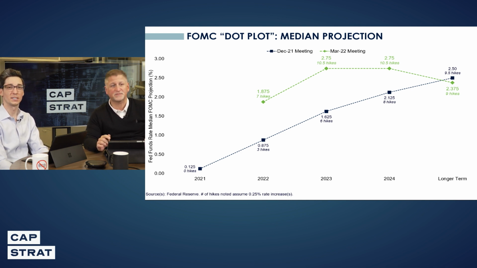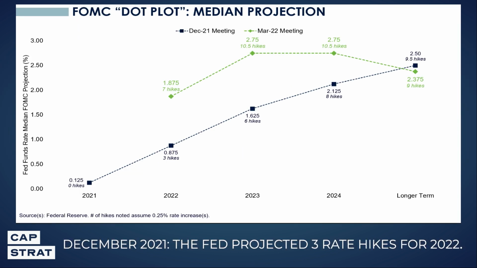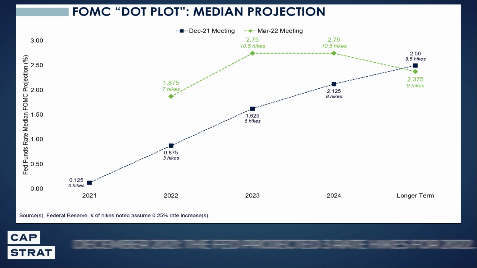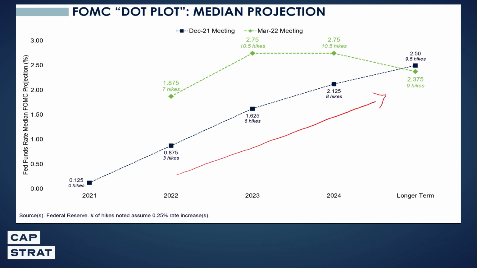Yeah, end of last year in December, the Fed was saying that, in 2022, we're going to hike 3 times, get the federal funds rate to 0.875%. That assumes 25 basis point rate hikes. So starting with the blue line, that's what the Fed was saying in December. And it was basically by the end of 2022, they will have hiked rates 3 times, continue their hiking cycle through 2024. And then that longer term dot basically saying the neutral federal funds rate is 2.5. That's what that longer term dot represents.